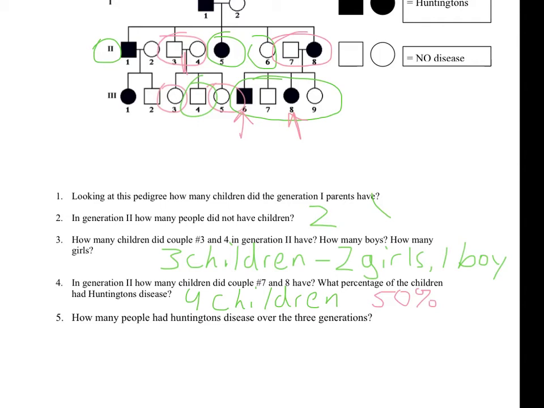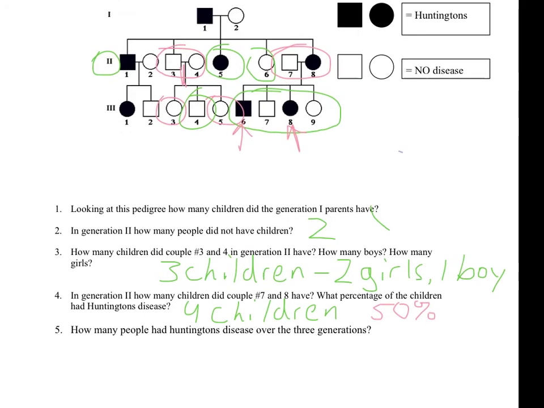And in question 5, how many people had Huntington's disease over 3 generations? We have to count all the people who had Huntington's there. So if we do that, we have to go back up to the top of the pedigree a little bit. So 1, 2, 3, 4, 5, 6, and 7. So 7 people over 3 generations have had Huntington's disease according to this pedigree.